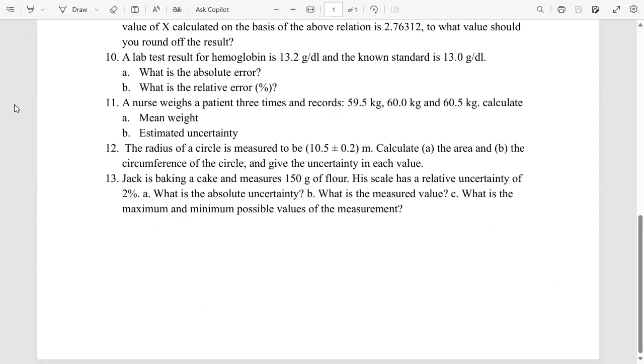Question 12 is saying the radius of a circle is measured to be 10.5 plus or minus 0.2 meters. Calculate A, the area, and B, the circumference of the circle, and give the uncertainty in each value.